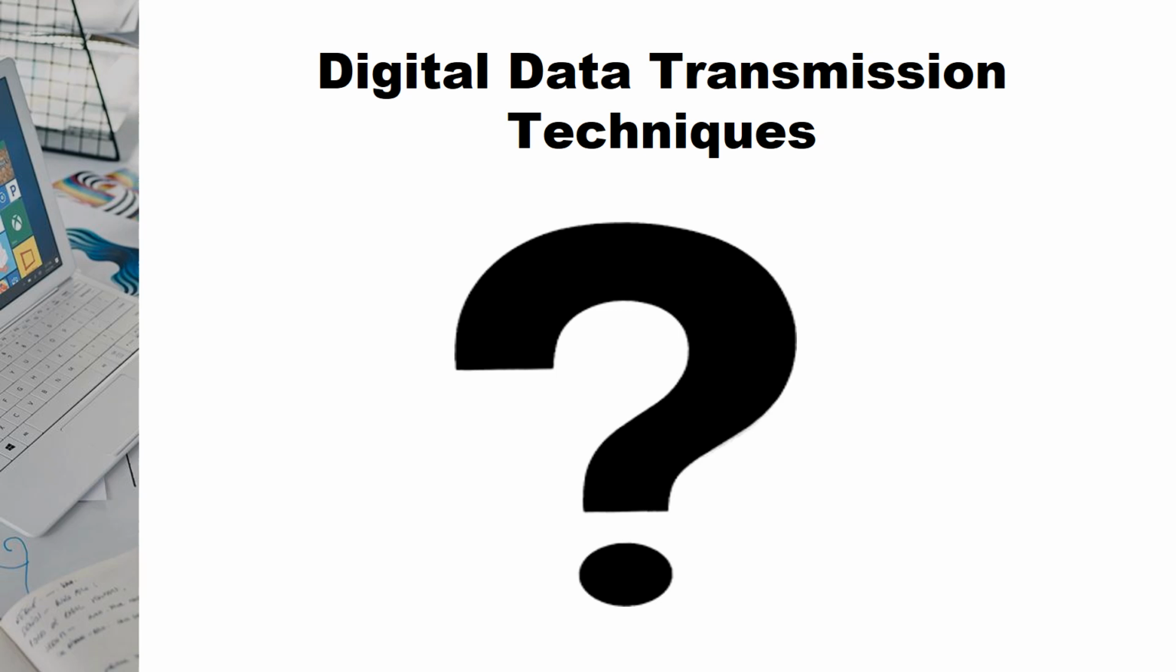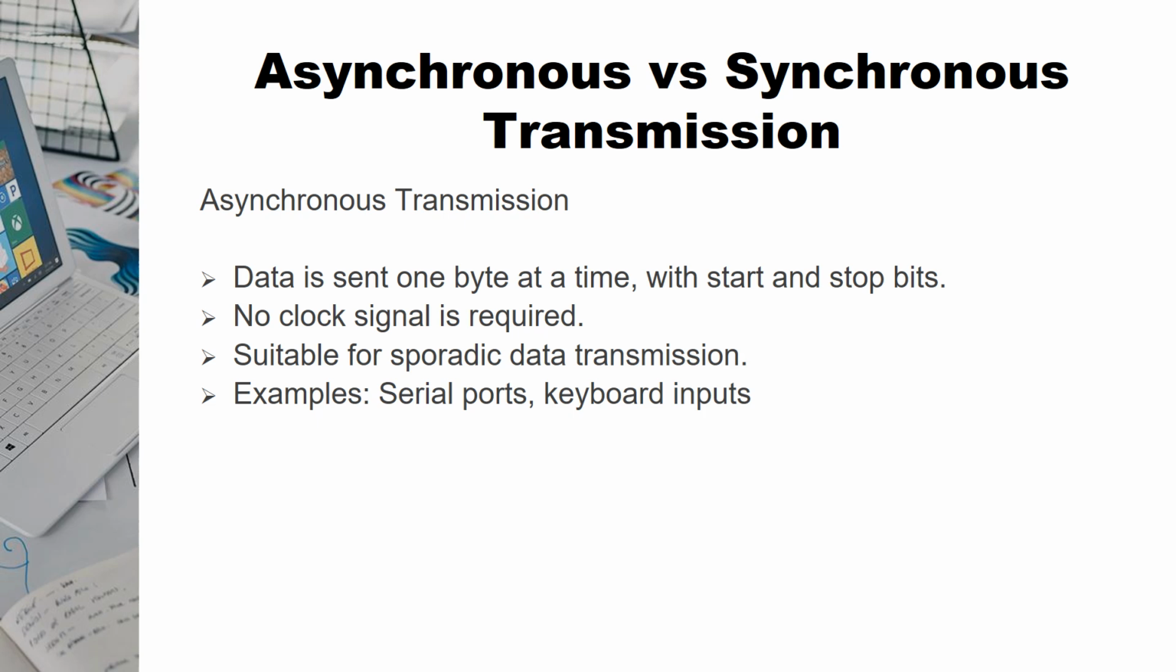So digital data transmission refers to the process of transmitting digital data from one device to another through a communication channel. This process involves converting digital data into signals that can be transmitted over a communication channel. We have synchronous transmission and asynchronous transmission, and I will first explain asynchronous transmission.